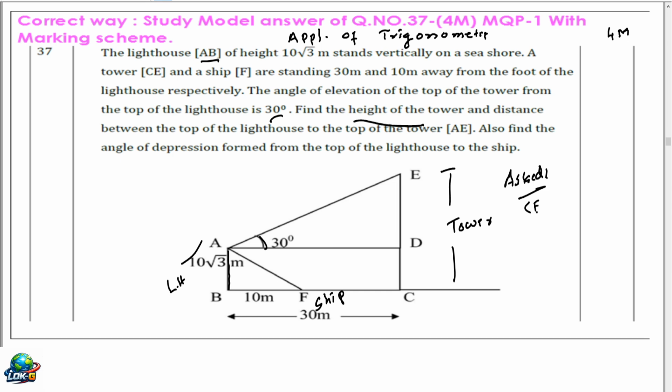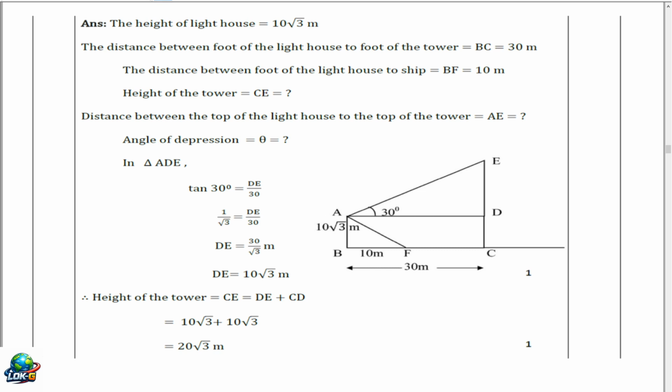CE. Analyze the question. And distance between the top of the tower and the lighthouse. Top of the tower and lighthouse. I will write the question mark here. You have to find AE. Also find the angle of depression. This angle is asked. These are the three things asked here. Let us see the solution of it. I think you understood the analysis.